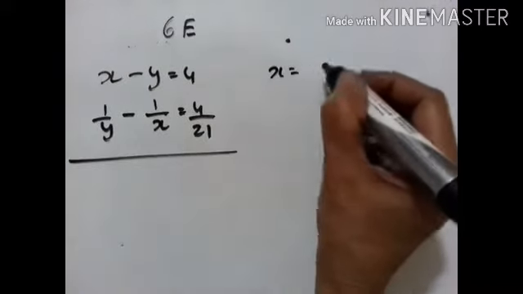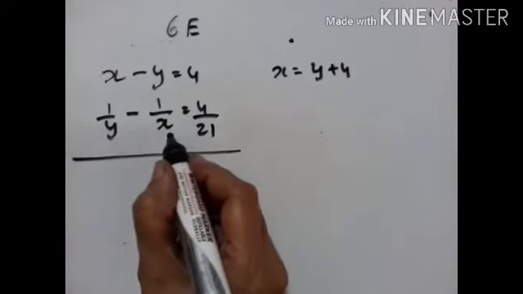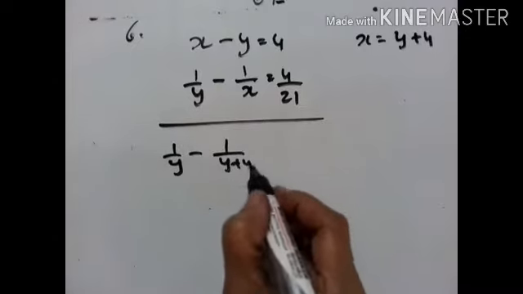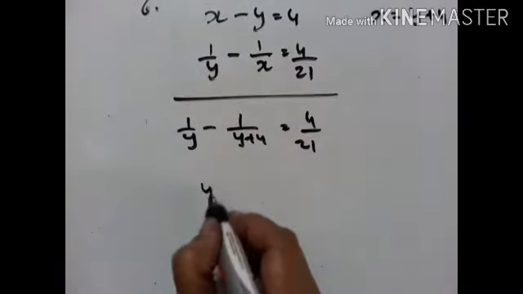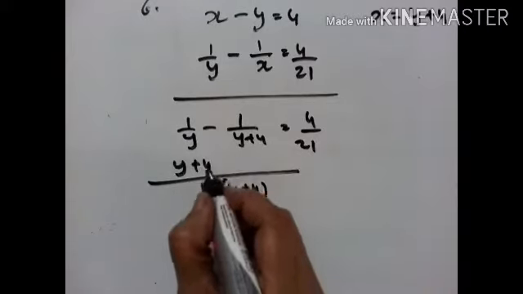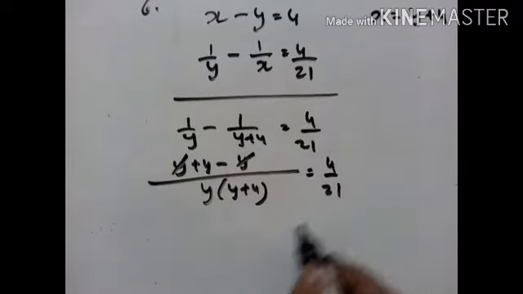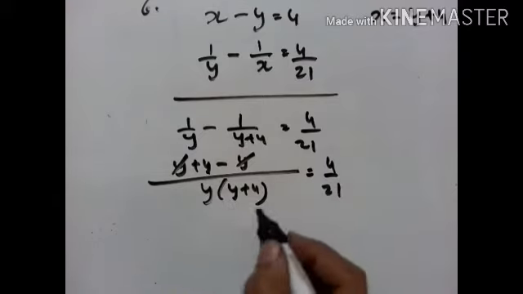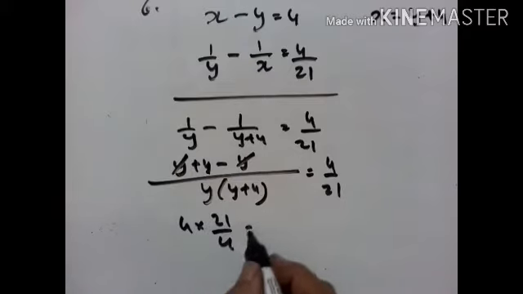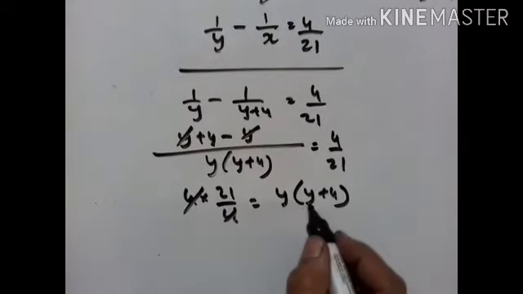So x is equal to y plus 4. Let us substitute y plus 4 in place of x. 1 upon y minus 1 upon y plus 4 is equal to 4 upon 21. Y into y plus 4 is the LCM. Y plus 4 minus y goes off, is equal to 4 upon 21. This is transposed to the left and this is transposed to the right. So 4 into 21 upon 4 is equal to y into y plus 4. 4 goes off. Y squared plus 4y.